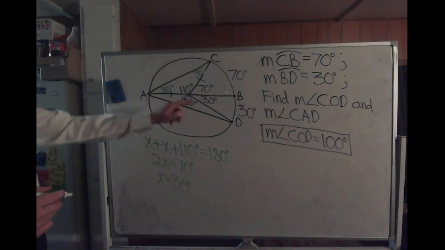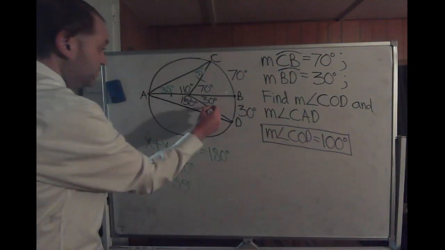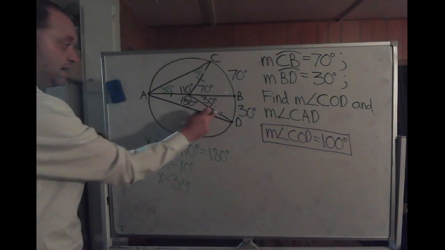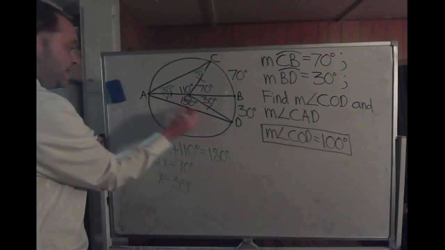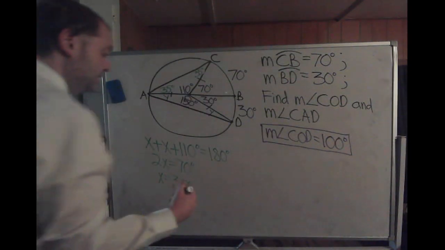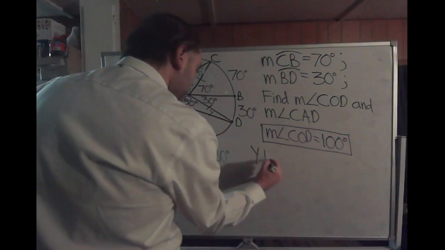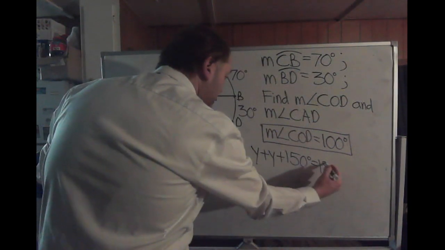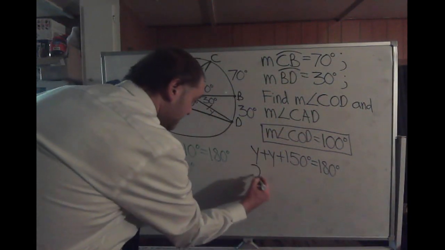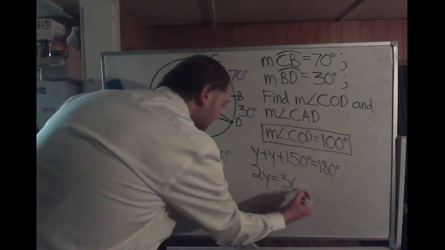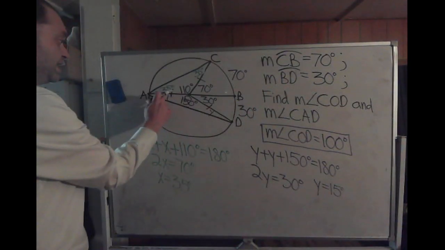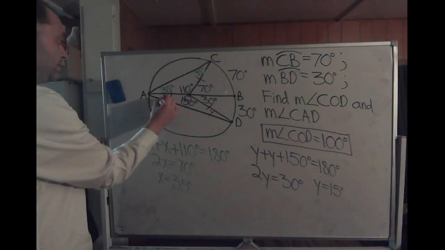But since OA and OD are radii of the circle, they're going to be congruent. So now, all we have to do is try to figure out the two missing angles for this triangle. We'll call those Y, because why not? So then you'll take Y plus 150 degrees, set that equal to 180 degrees. Well, that's going to be 2y is equal to 30 degrees, which would then have to mean that y equals 15 degrees. So your missing angle measures are going to be 15 degrees.